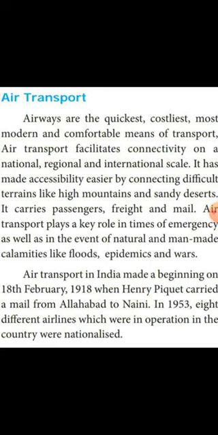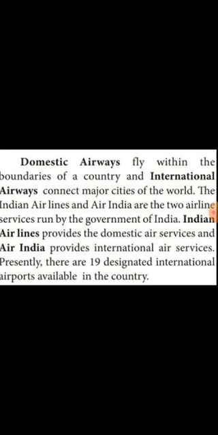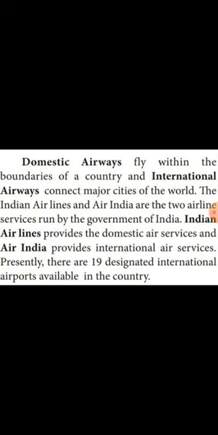There are 2 ways of air transportation. The first one is domestic airways and the second one is international airways. Domestic airways means within the boundaries of a country. International airways means between the countries. That means it connects the major cities of the world. Then there are 2 airlines: Indian Airlines and Air India.